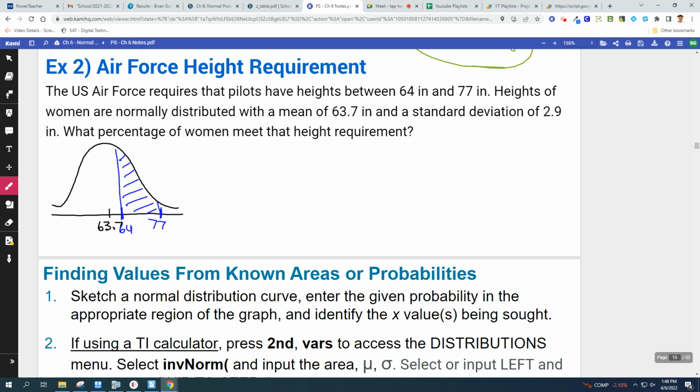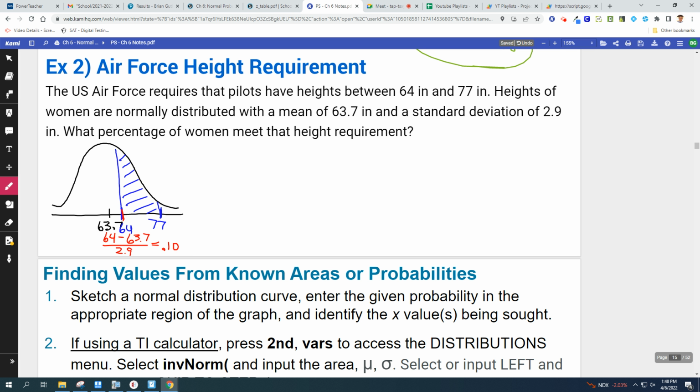It's kind of tricky here, because if you've got a calculator, this is a pretty easy question. You just type it in. If you didn't have a calculator, you're going to need to use the Z table. In order to use the Z table, you need Z numbers, and that's where that formula comes in. So we would find this Z score: X minus the mean, 63.7, over the standard deviation, 2.9. 64 minus 63.7 all over 2.9 gives me about 0.10.